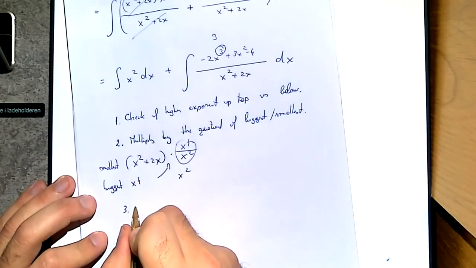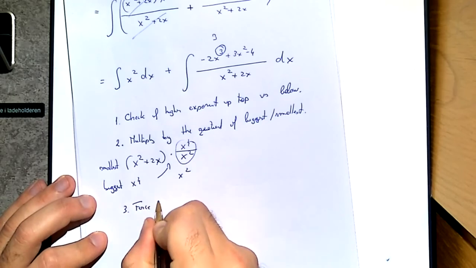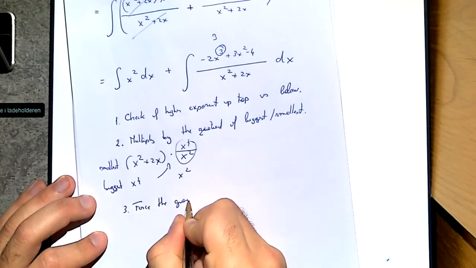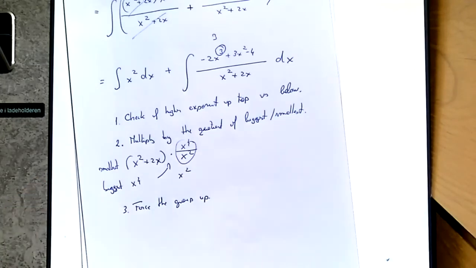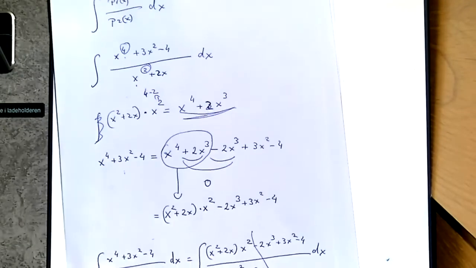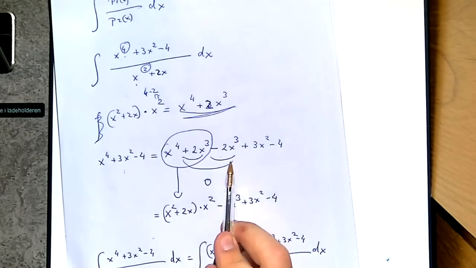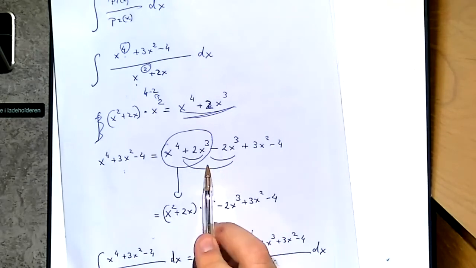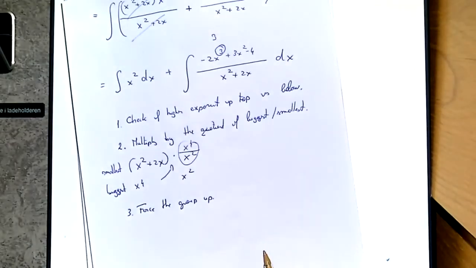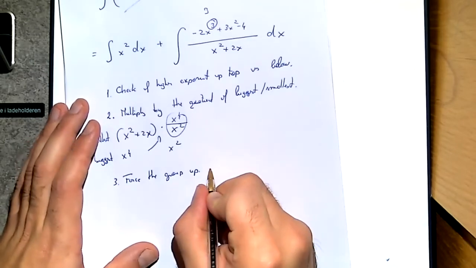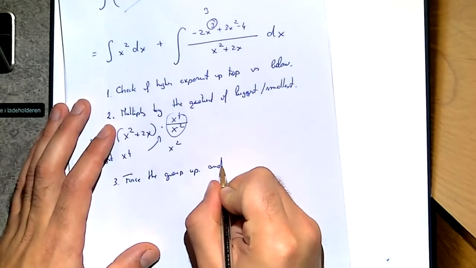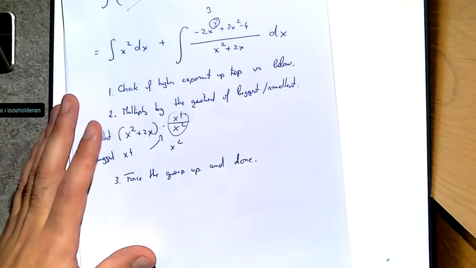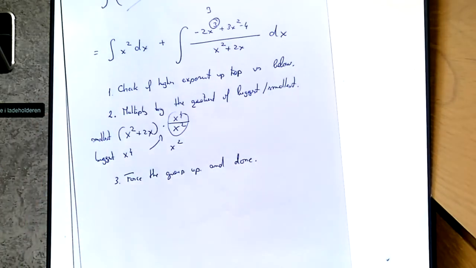And then force the group up. And what do I mean by force the group up? Force the group up: add, subtract. Okay, this is what I mean, force the group up. And done. Okay.